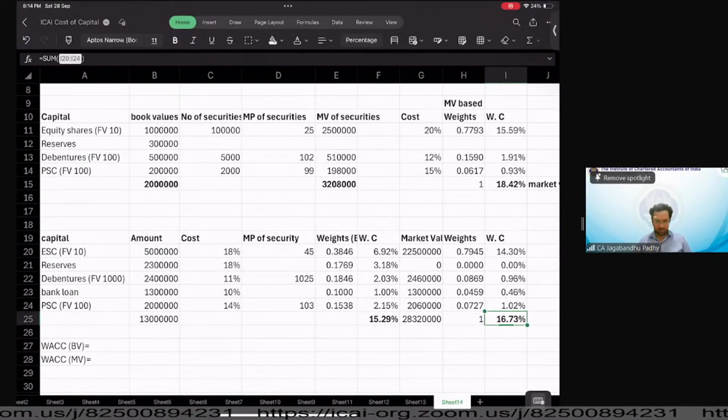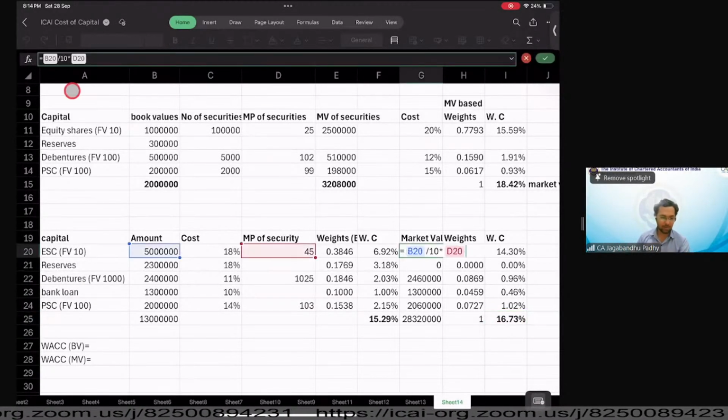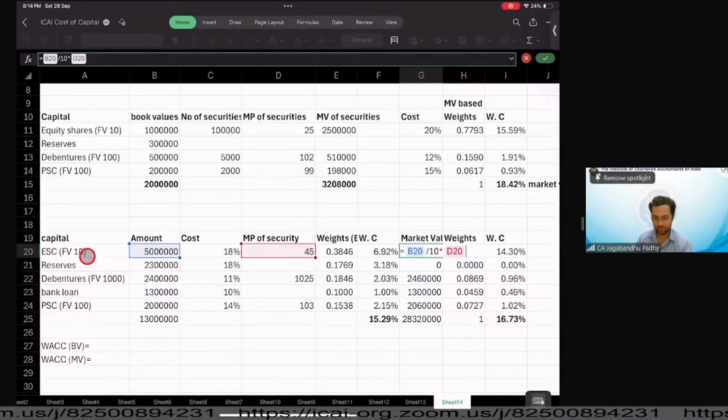17.04. Okay. If you would have taken 2 decimals, then possibly you will get this as 17.04%. MG calculation. What is MG calculation? What is MG? MG is the name of an automobile company. Market value. Okay. Market value will be amount divided by the face value, right? And then you multiply it with the market price of the share.